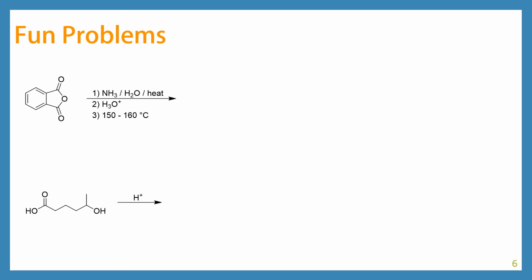Now let's take a look at some fun problems. In this first problem, we have an acid anhydride that is being reacted with a mixture of ammonia and water and heat. So the question is, what's going to happen in this first step? What you'll find is actually that the ammonia is going to attack one of the carbonyls, and we're going to end up breaking open this anhydride. Step 2 is giving us a proton source so we can protonate our product. So let's group steps 1 and 2 together.